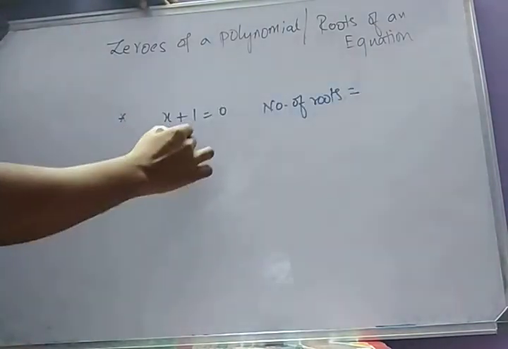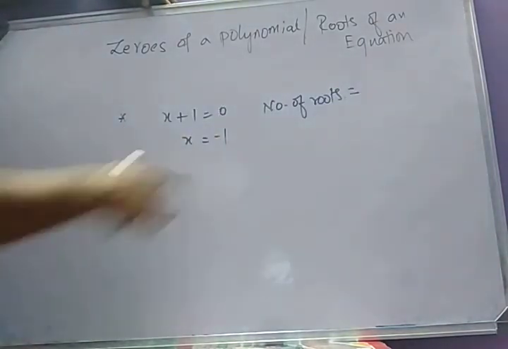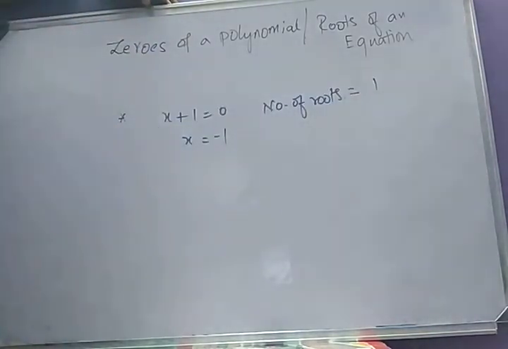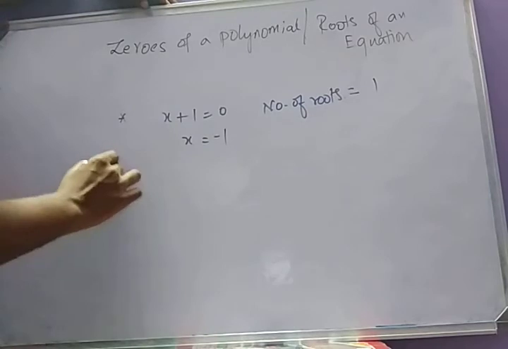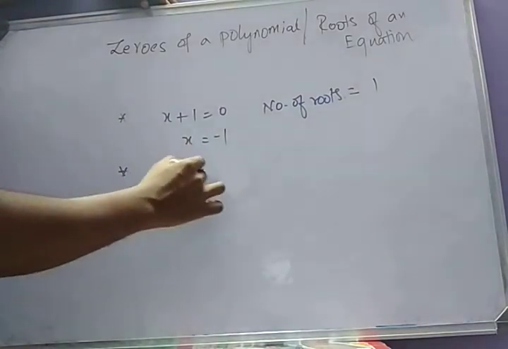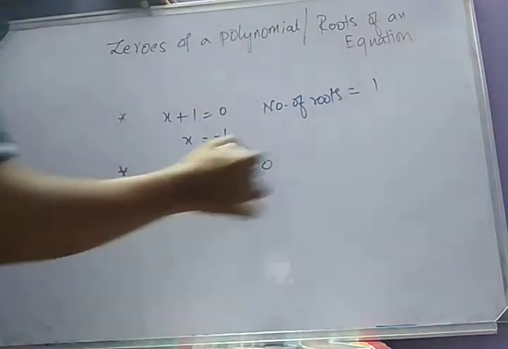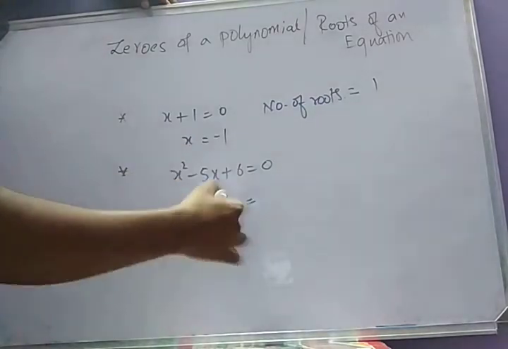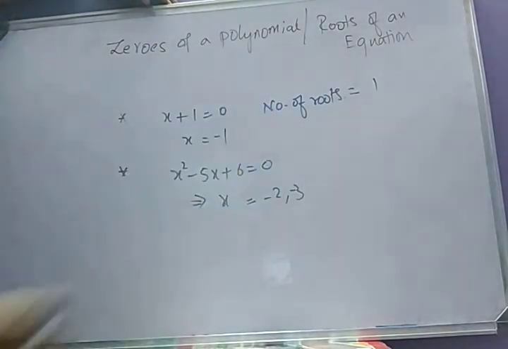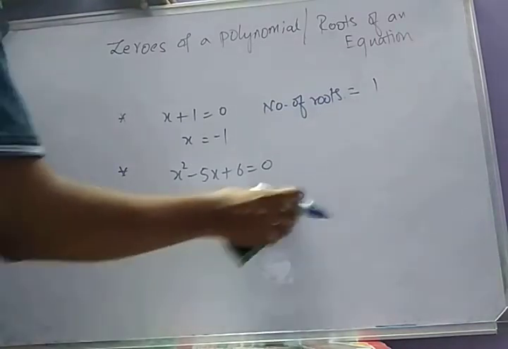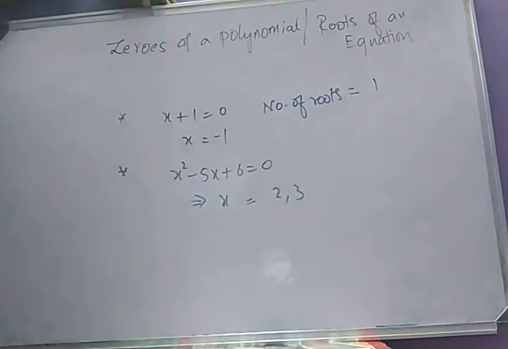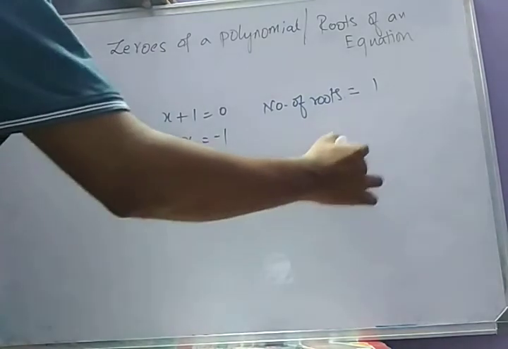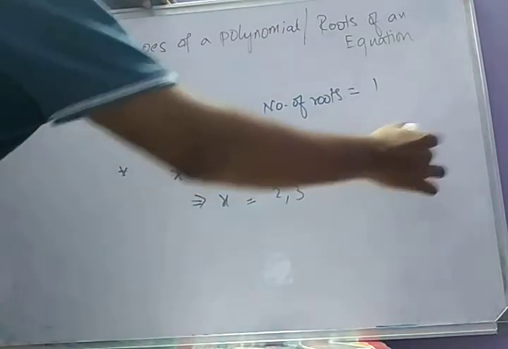Simple, if you solve it, you will get x is equal to minus 1. So the only possible root is minus 1. Therefore, the number of roots of a linear equation is equal to 1. Next, if I take for example a quadratic equation x square minus 5x plus 6 equal to 0, and if you solve it, you will get x is equal to plus 2 comma plus 3. The roots are 2 comma 3. How many roots are present for this quadratic equation? The number of roots is equal to 2.